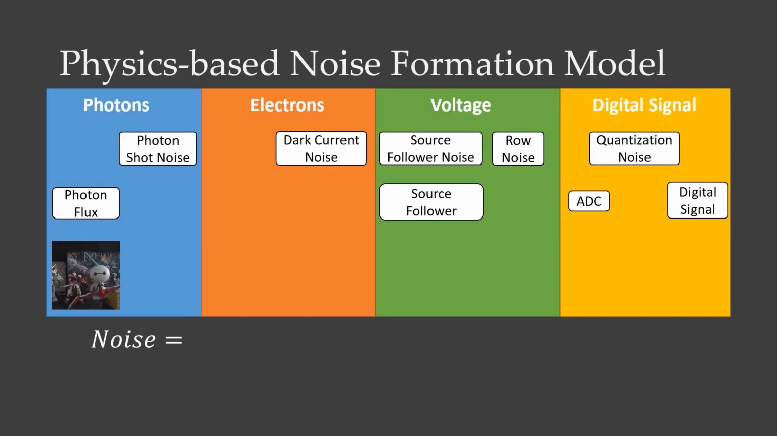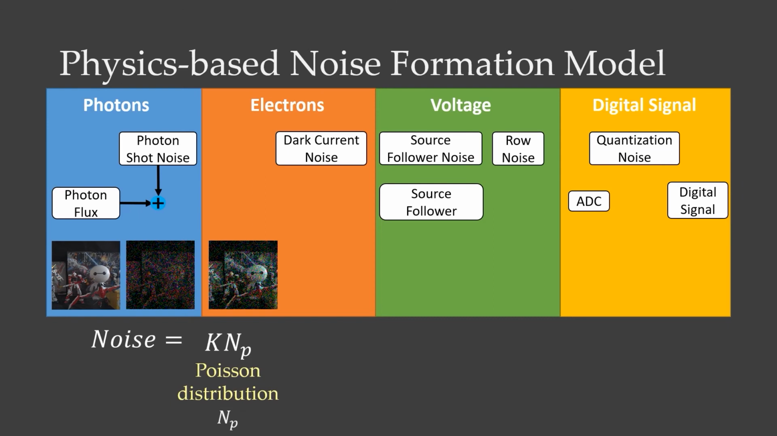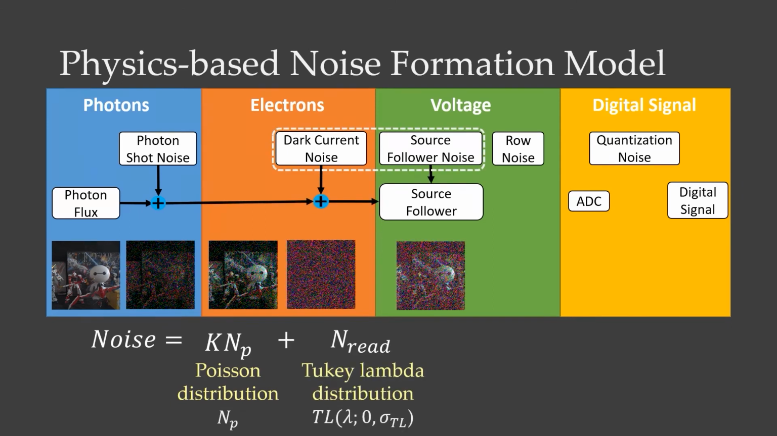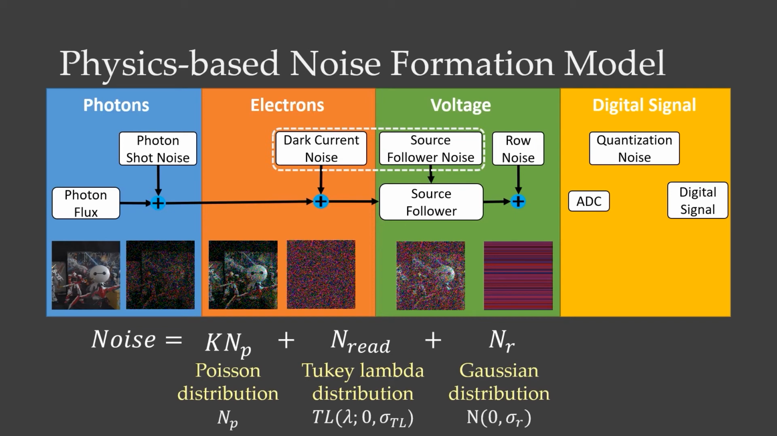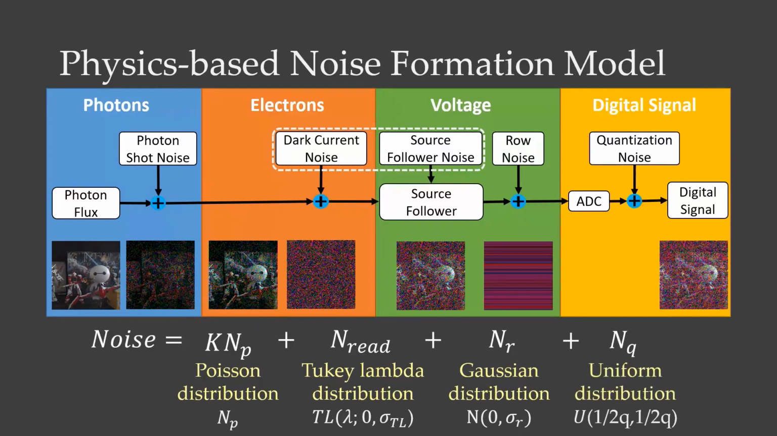Our noise model is derived from the inherent process of electronic imaging. The photon shot noise is modeled by a Poisson distribution. The read noise is characterized by a long-tailed Tukey lambda distribution. Row noise is depicted by a Gaussian distribution, and the quantization noise is denoted by a uniform distribution.